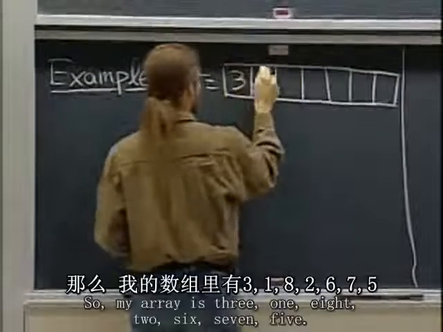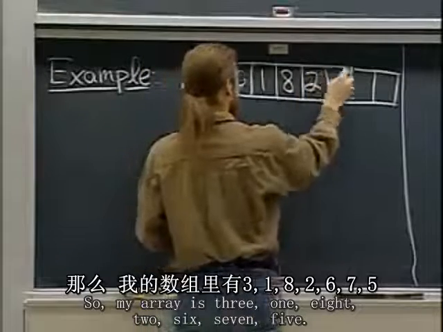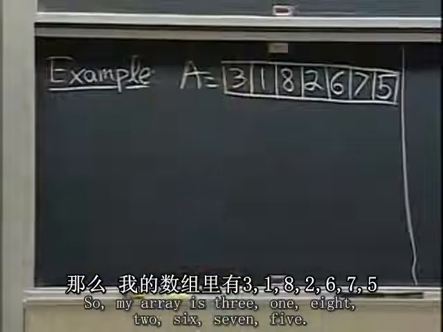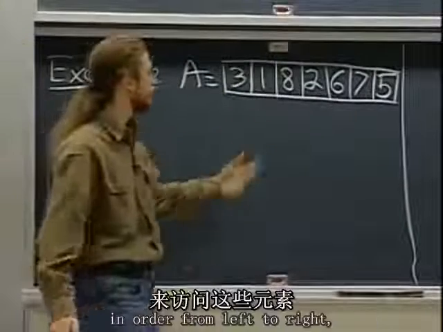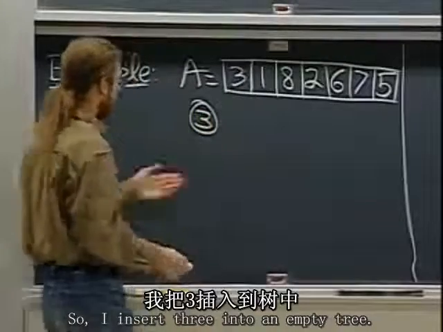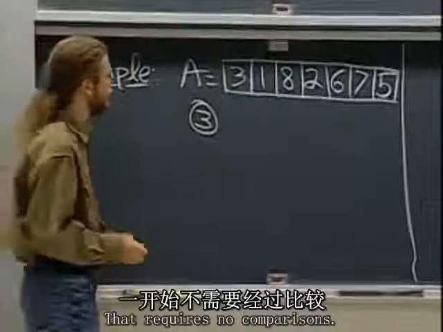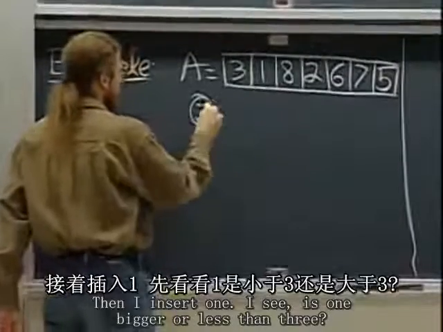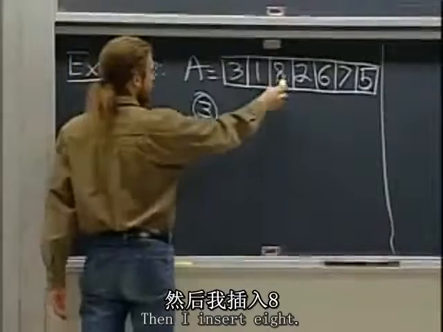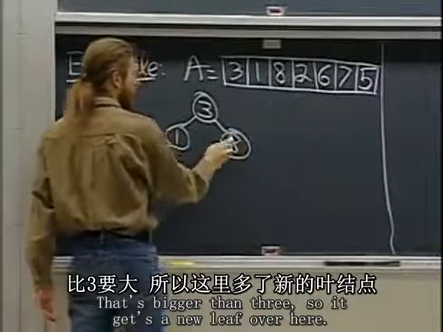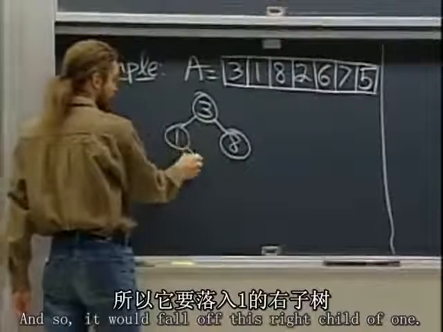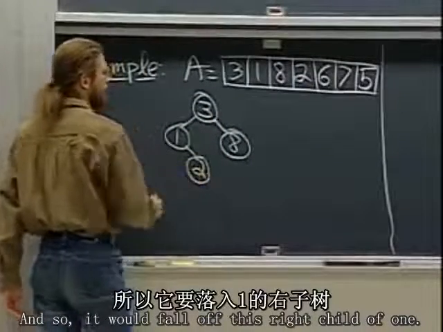So my array is 3, 1, 8, 2, 6, 7, 5. And I'm going to visit these elements in order from left to right and just build a tree. So the first element I see is 3. So I insert 3 into an empty tree. That requires no comparisons. Then I insert 1. Is 1 bigger or less than 3? It's smaller, so I put it over here. Then I insert 8. That's bigger than 3, so it gets a new leaf over here. Then I insert 2. That fits between 1 and 3, and so it would fall off the right child of 1. So I add 2 there.